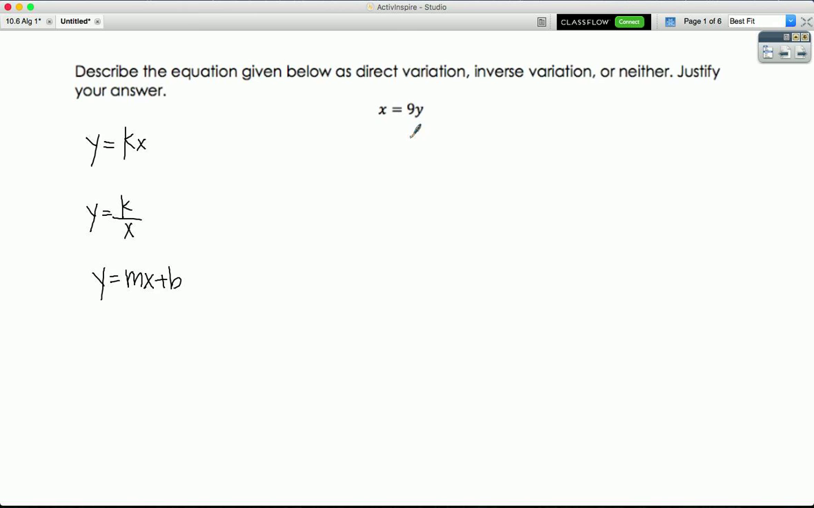So this particular equation is not already solved for y yet, so to do so, we simply need to divide by the coefficient on both sides. So y equals x over 9, which means the same thing as y equals 1/9 times x. Those are both the correct version of the equation. So from here we can see it's being multiplied by x, so it is a direct variation.